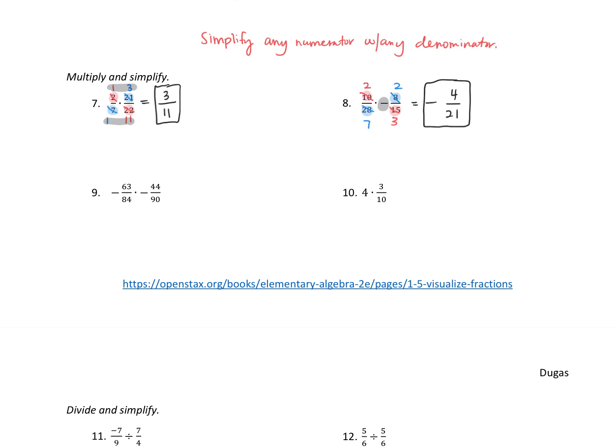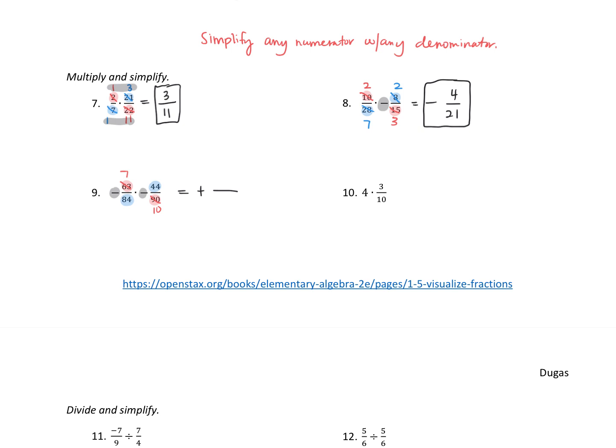All right, number 9. We have 63. I'm going to look at 63 and 90. First, let's notice that I have a negative times a negative. So if you want, you can remind yourself that your answer is going to be positive. Okay. So 63 and 90, those are both divisible by 9. So 63 divided by 9 is 7, and 90 divided by 9 is 10. And then I'm going to look at the 84 and the 44.